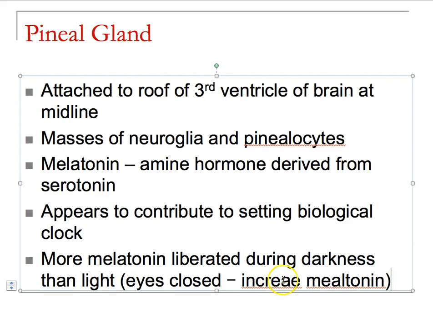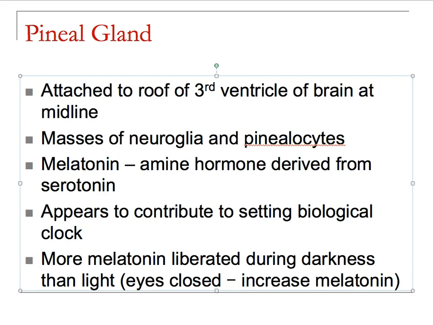That's supposed to say increase here, E-A-S-E. Not melatonin. Melatonin. Fantastic. Okay. The serotonin is increased during the day because your eyes are open and UV radiation causes the production of the amine hormone, serotonin. Okay. So, pretty straightforward idea.